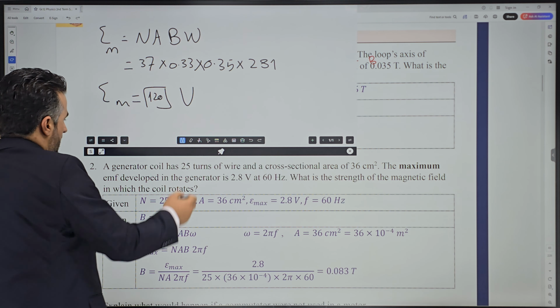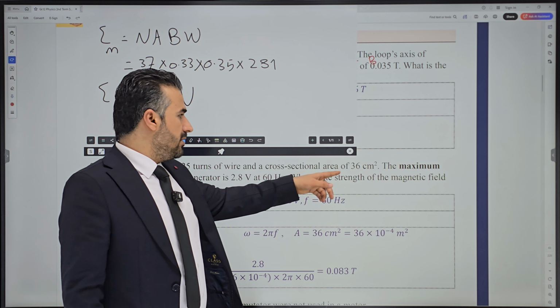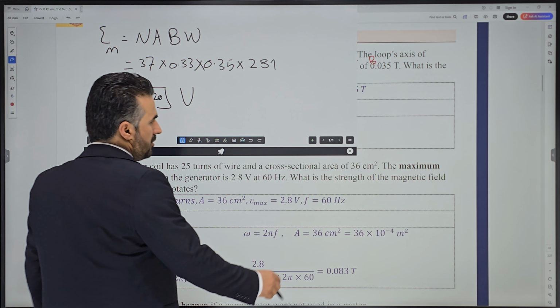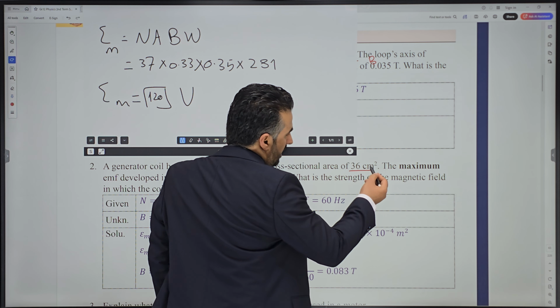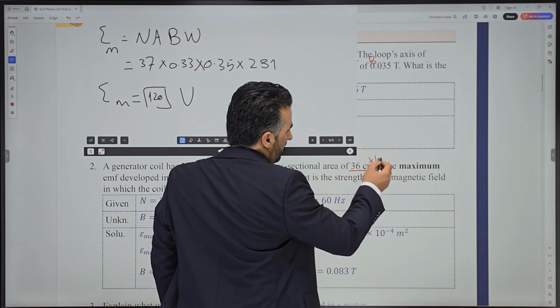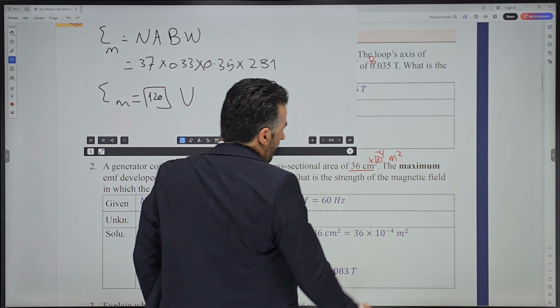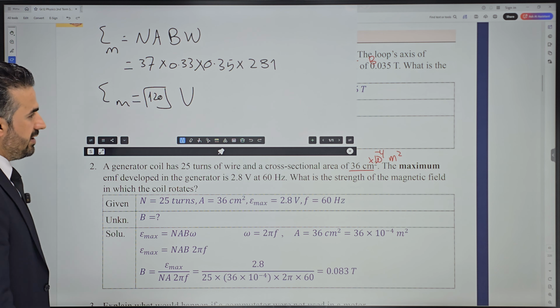Now a generator coil has 25 turns and a cross-sectional area of... I got no cross-sectional area. It's in centimeters. Each centimeter squared, just multiply by 10 to the power -4 to get meter squared. Area has to be in meter squared.